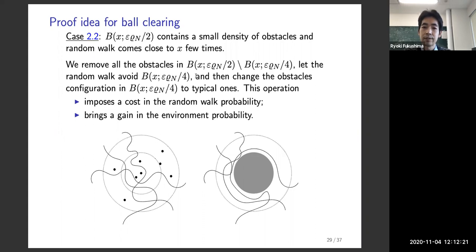But after doing first these two operations, if you look at this central gray ball, it's a paradise. We can do whatever we want. In particular, recall that we started from small density of obstacles. So in particular, the density of obstacles in this gray ball was very small. But after the first two operations, we can recover it to a typical configuration. So for example, if the parameter p was 1/2, we can make the density of obstacles in this inner ball almost 1/2.